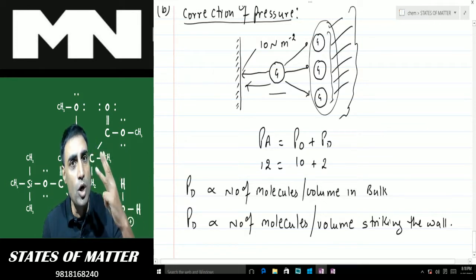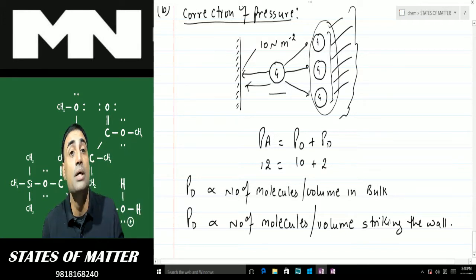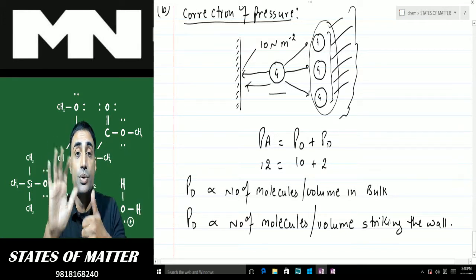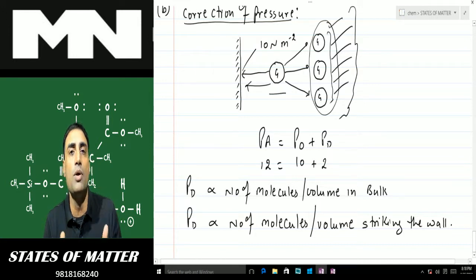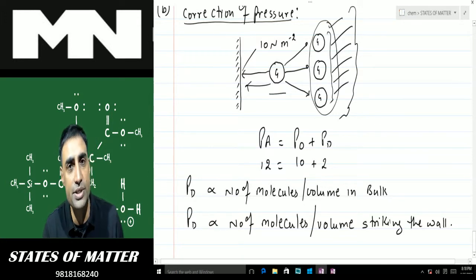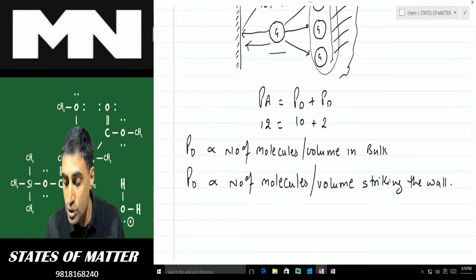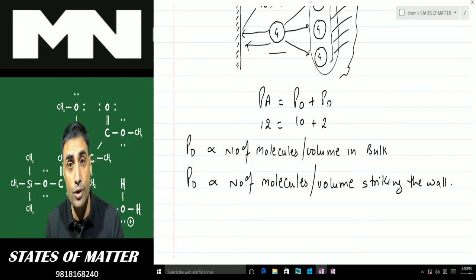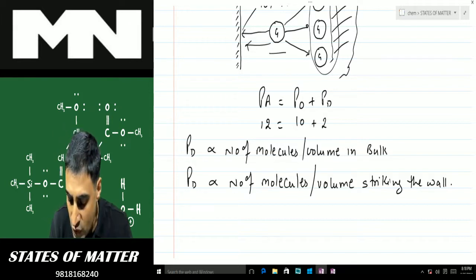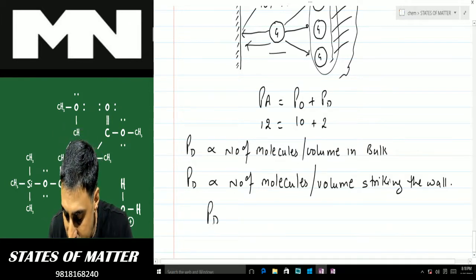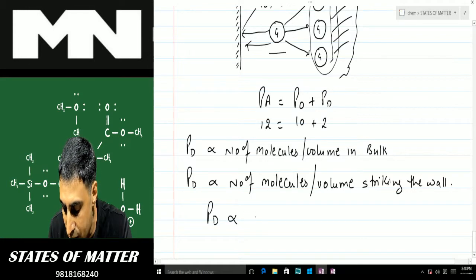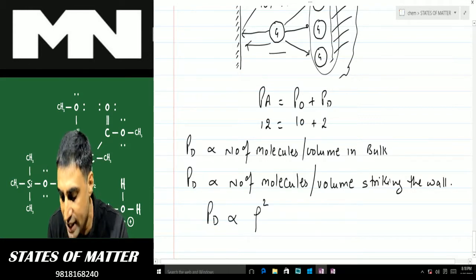Had there been 3 molecules striking on the wall of the container, the decrease in pressure would have been 6 Newton per meter square. So the more the number of molecules striking on the wall of the container, the more will be the decrease in pressure. So decrease in pressure is directly proportional to the number of molecules per unit volume in the bulk, and decrease in pressure is also directly proportional to the number of molecules per unit volume striking the wall of the container. See, number of molecules per unit volume is what? Density. So we can say that decrease in pressure is directly proportional to density square.